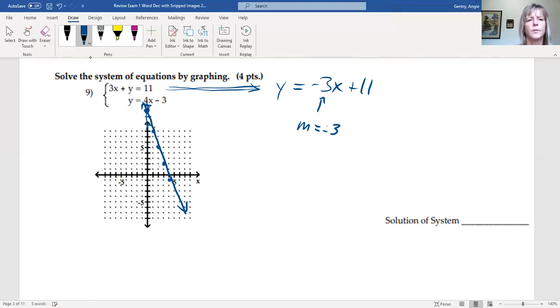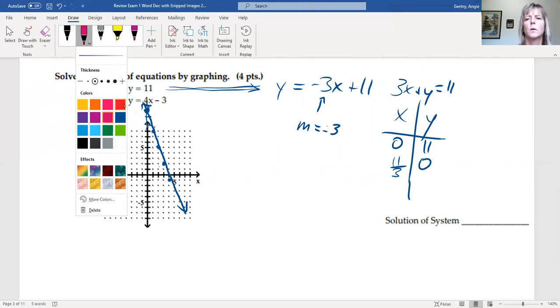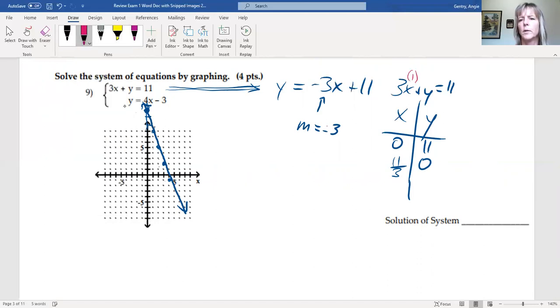If you don't like this, you could use the original, and you could do an XY chart. XY chart always works, but when X is 0, Y is still 11. So that doesn't really help you find a better point. But, you know, if you let Y be 0, you're going to get 11/3, which is not everybody's favorite. However, what if you just let X be a 1, for example? You know, think about that.